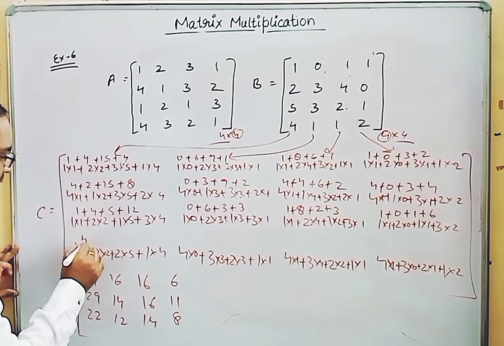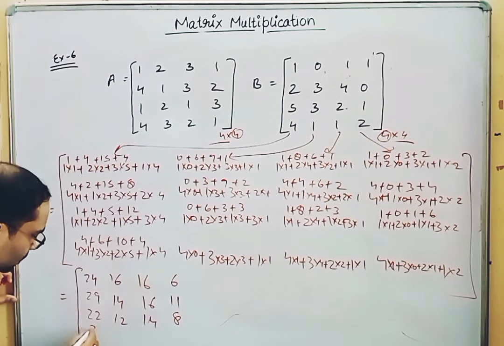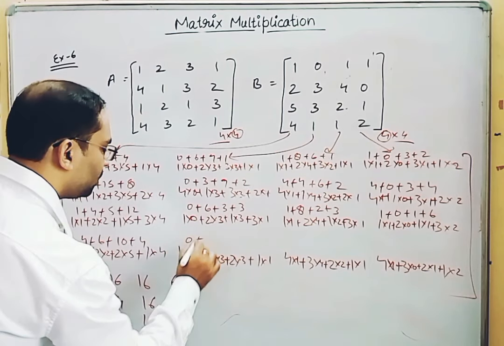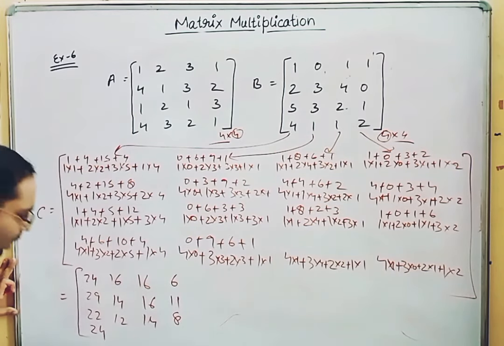So this is 4 into 1, that is 4, plus 3 2s are 6, 5 2s are 10, 4 1s are 4. So this is 10, 10, 20 and this is also 24. 4 into 0 is 0, 3 into 3 is 9, plus 2 3s are 6, plus 1 into 1 that is 1. 6 and 9, 15 and 1, 16.